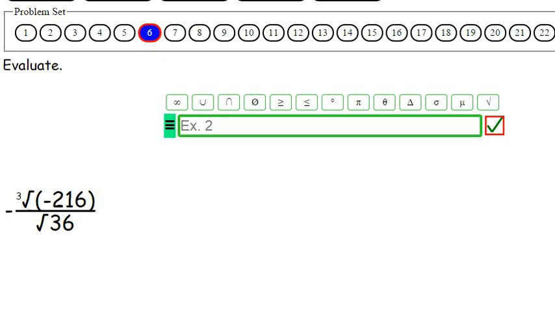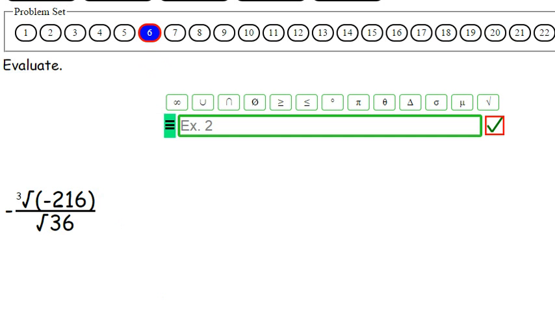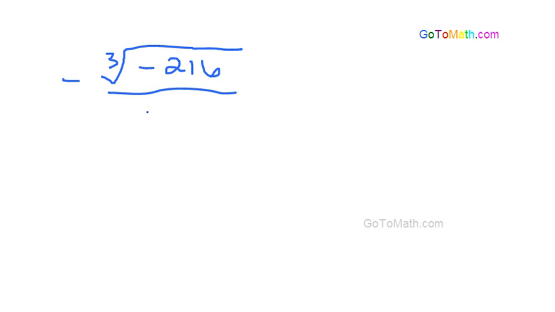What about integers? Talk about that in the next problem. So we've got, was there a negative out front? Sure was. We've got negative 3 roots of negative 216 over the square root of 36.